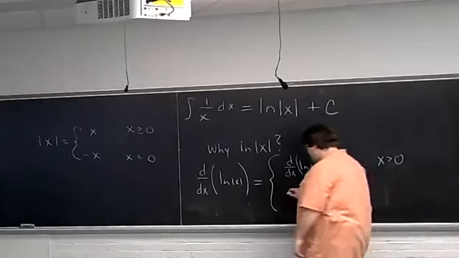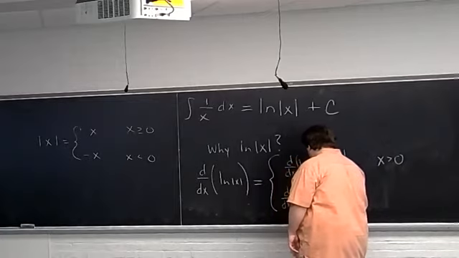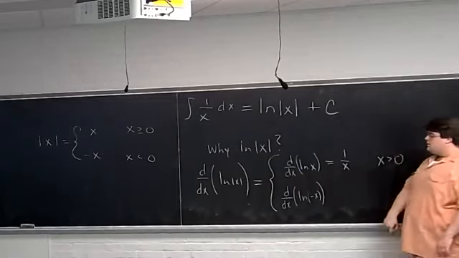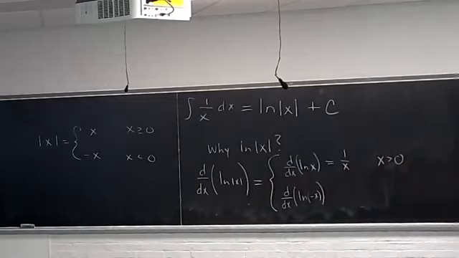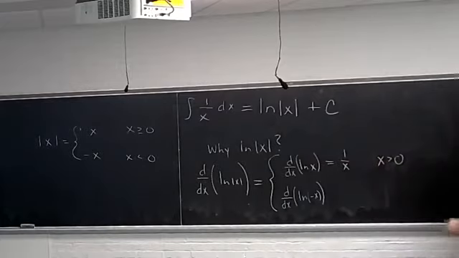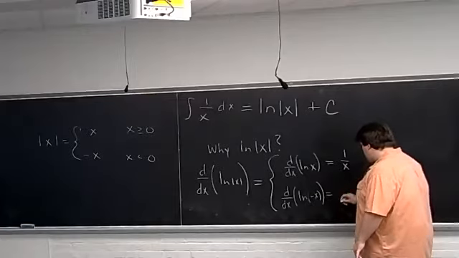Well, the absolute value of x negative evaluates to negative x from that bottom line over there. The absolute value of x for x negative is negative x. So for x negative, we need to take this derivative. What do we get here?